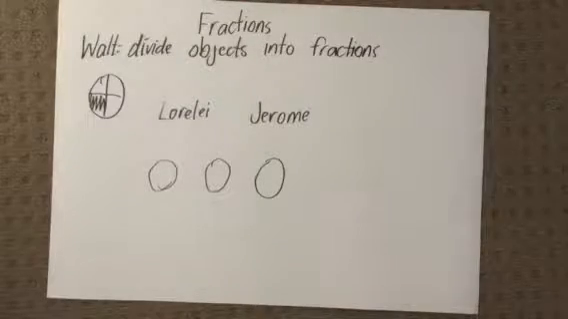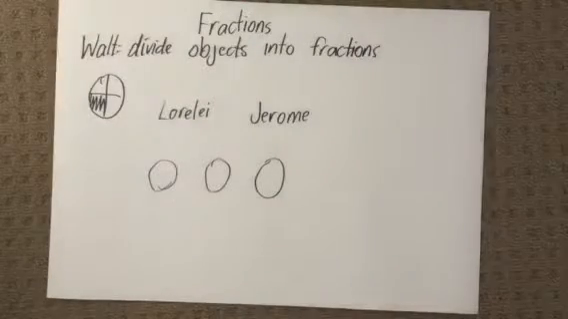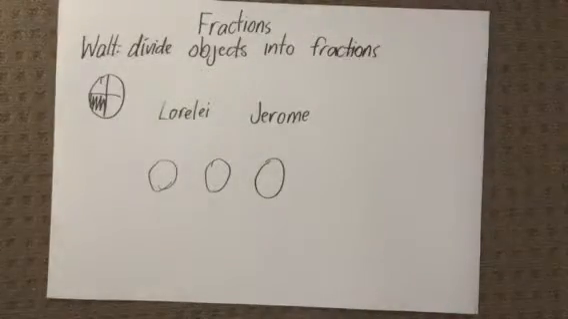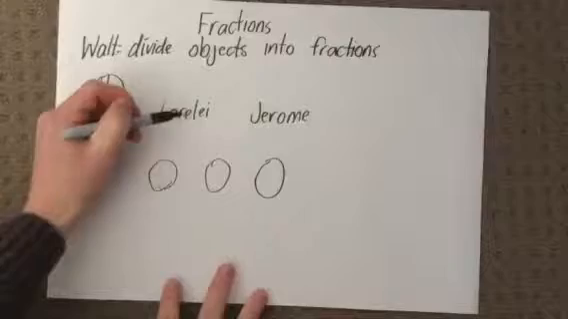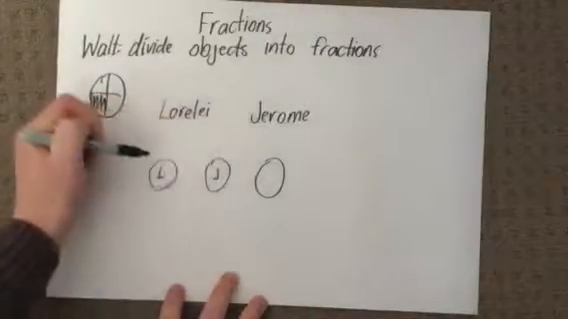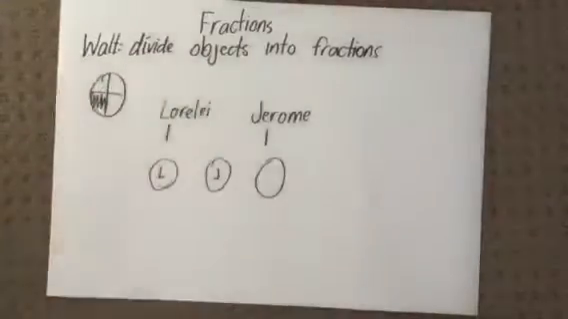So the first thing you look at is how many would they need. If there's 3 cookies, how many could they each have that are whole? So a whole cookie. How many whole cookies could they get? Let's have a look. So if Lorelei had 1 cookie, then we could put Lorelei's name on one of them and Jerome's name on one of them. So each of them both have 1 cookie each. And then you're left with 1 cookie over here.